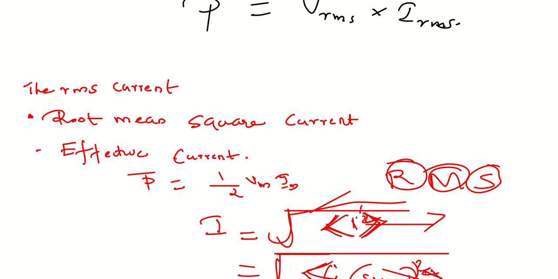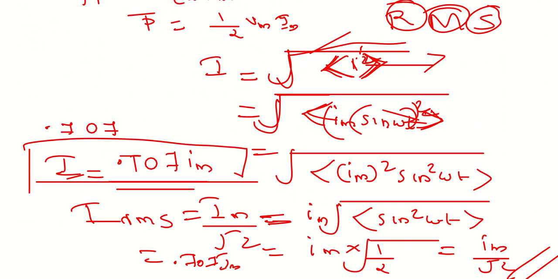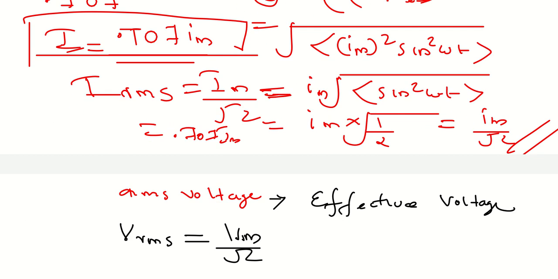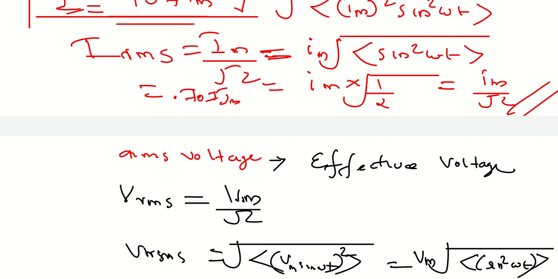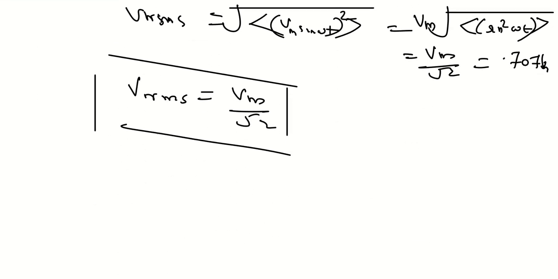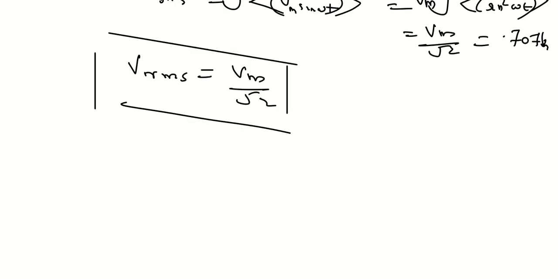So what is meant by RMS? RMS is root mean square. Taking sin square as half and under root, we get Irms is equal to Im by root 2. 1 by root 2 is 0.707. So Irms is equal to 0.707 Im, and Vrms is equal to 0.707 Vm. So we know VRMS and IRMS.